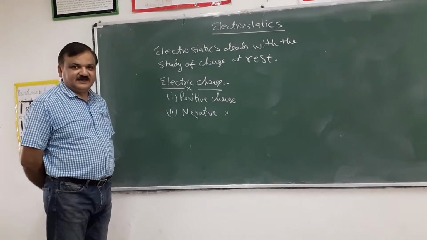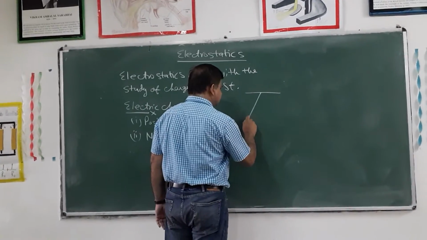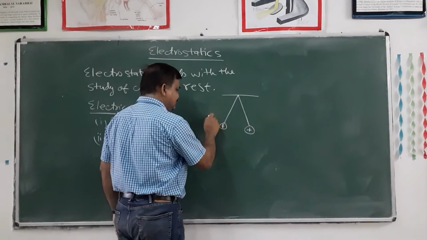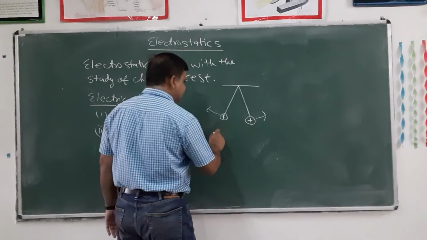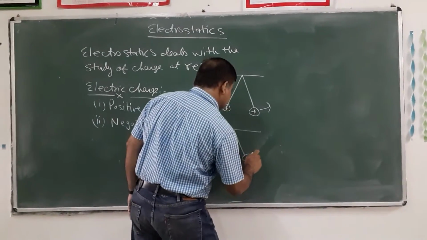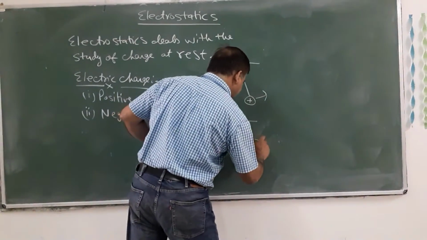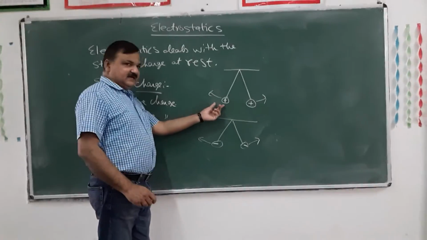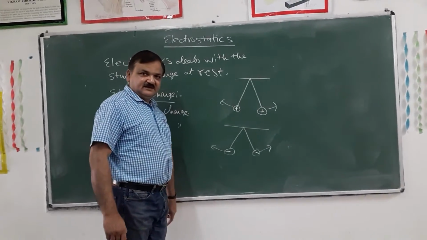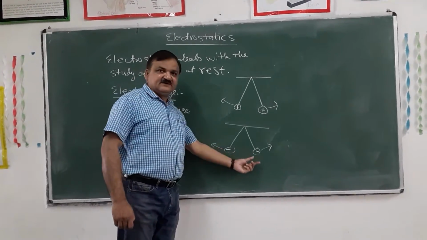And later on it has been found that when two positive charges are brought near each other, then they move far apart. Similarly, when two negative charges are brought together, then these also move far apart. Positive charge is like a positive glass rod, another positive glass rod; negative plastic rod, another negative plastic rod.